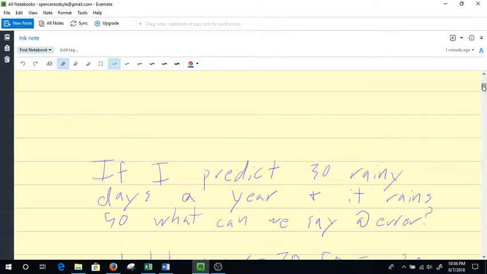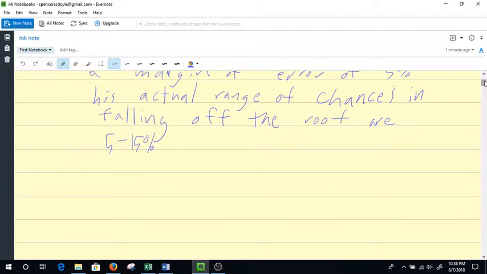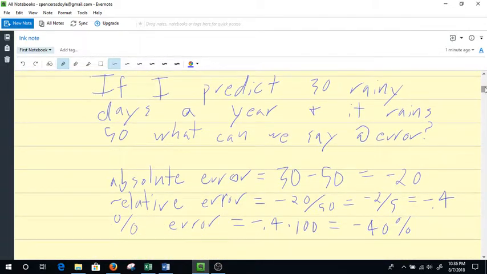So let's scroll down then. Let's take a look at absolute error versus relative error versus percentage error. If I predict 30 rainy days a year and it rains 50, what can we say about error? Well, the absolute error is what I predicted minus what actually happened, right? That makes sense. It's just the value of the difference.